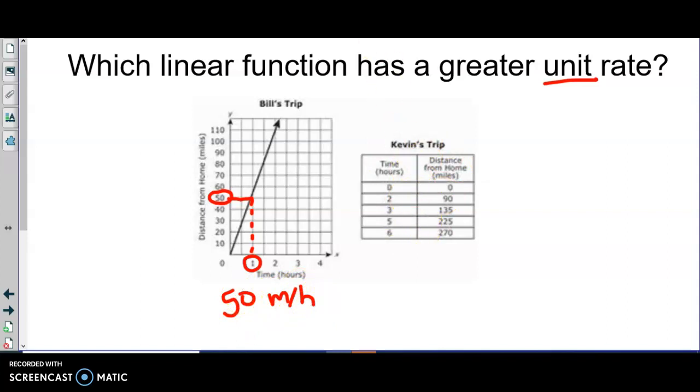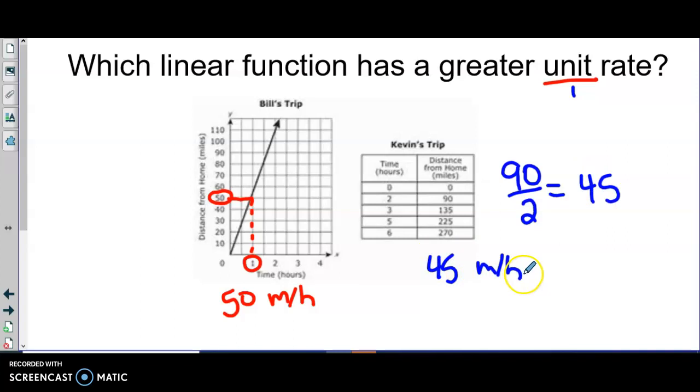And now let's look at Kevin's trip. For unit rate, again, we want to get it down to 1. So if you look here, we don't have 1 represented. So we have to solve for it. But we know in 2 hours, he goes 90 miles. So since he goes 90 miles in 2 hours, to figure out what he does in 1 hour, you could divide that. And so he goes 45 miles per 1 hour.